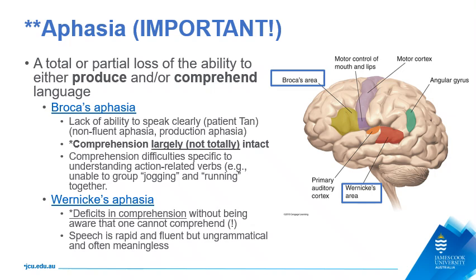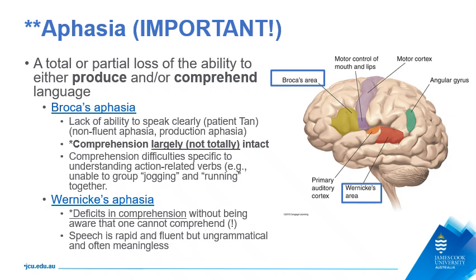On this slide, I put double asterisks, right? So this is highly important. Aphasia, by definition, is a total or partial loss of the ability to either produce and/or comprehend language. So Broca's aphasia refers to the lack of ability to speak clearly, right?